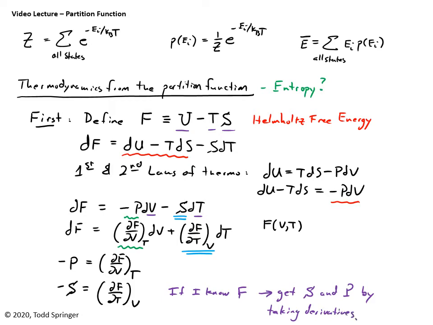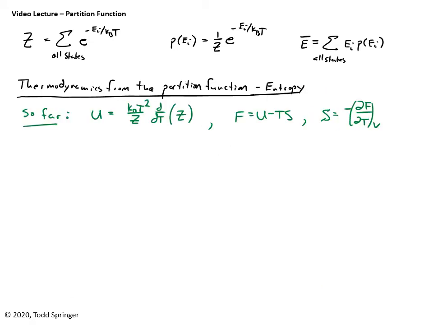And now what I still have to prove to you is that F is related to the partition function. So if I can determine how F is related to Z, then if I know Z, I'll be able to determine F, and then F can tell me pressure and entropy. So that's the next step, to figure out how F is related to Z, the partition function. Okay, so I've tried to summarize all the things that we've defined so far.